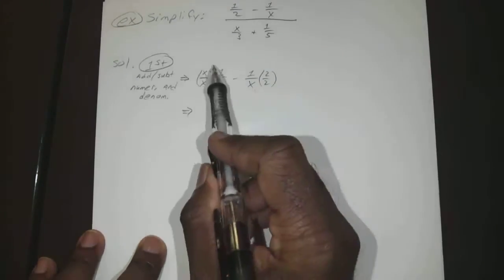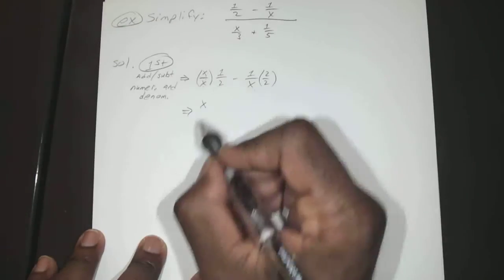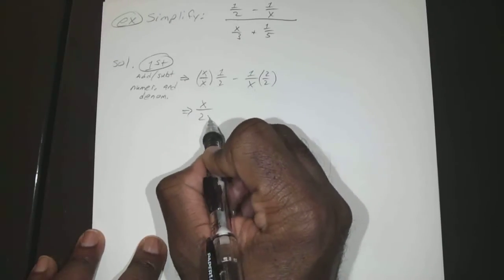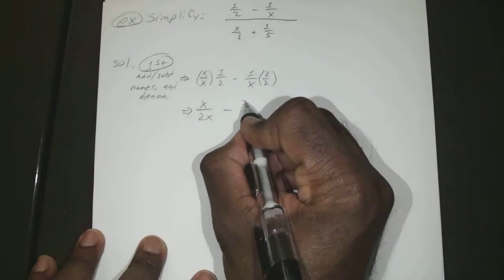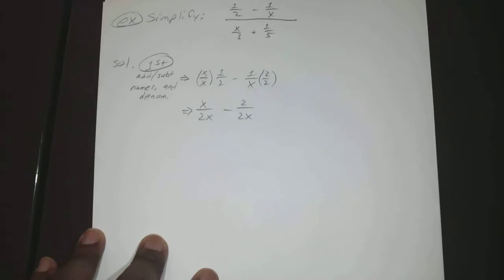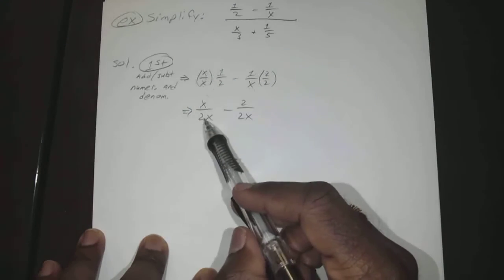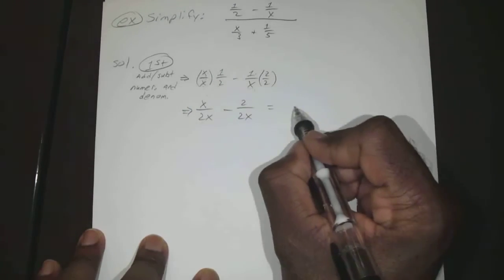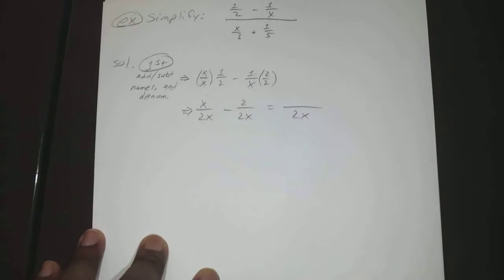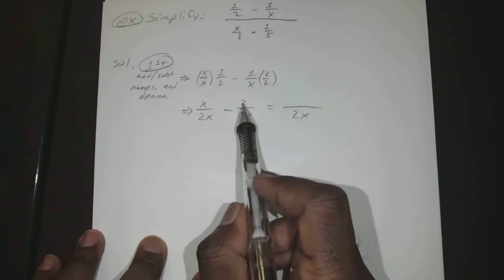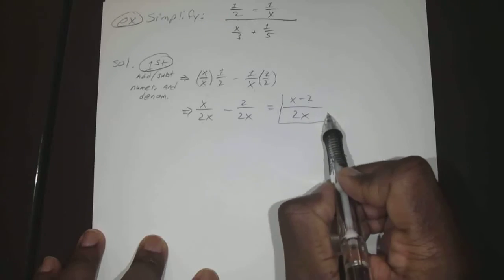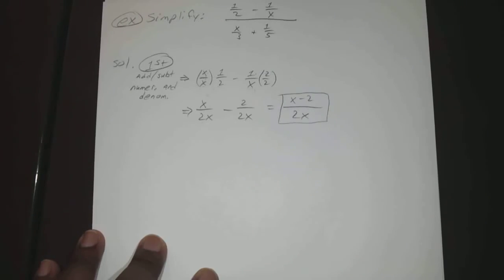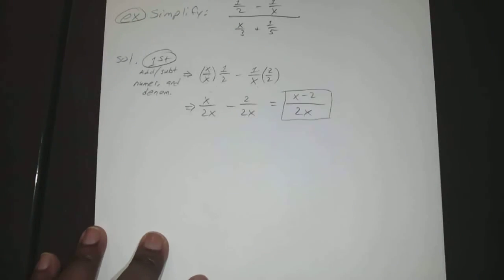So all we have to do is go ahead and multiply across. So you have 1 times x is x over 2x minus 2 times 1, which is 2, over 2x. So you have something over 2x minus something over 2x, will just give us something over 2x. So now we just subtract our numerator. So you have x minus 2. Okay. So we have our numerator. Now we do the same thing for the denominator.